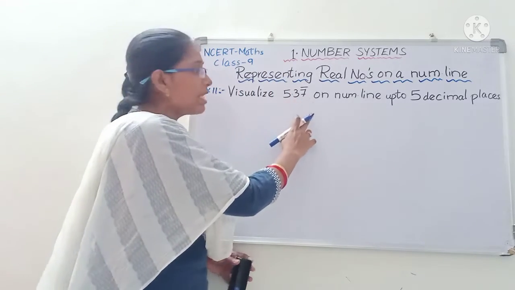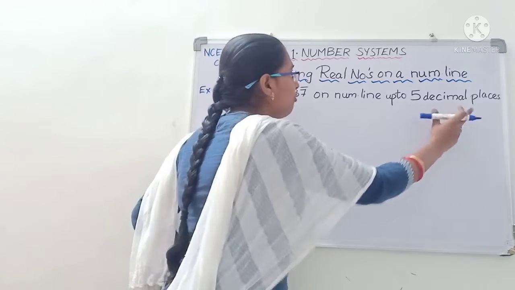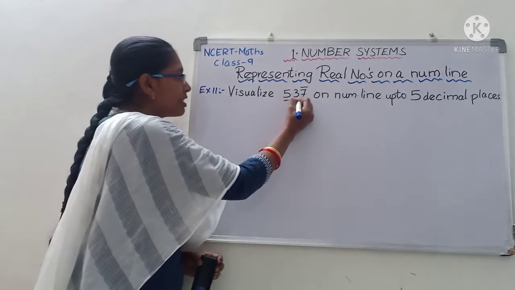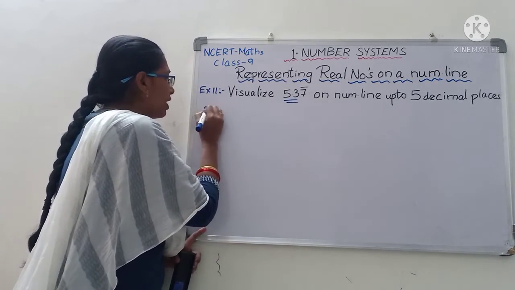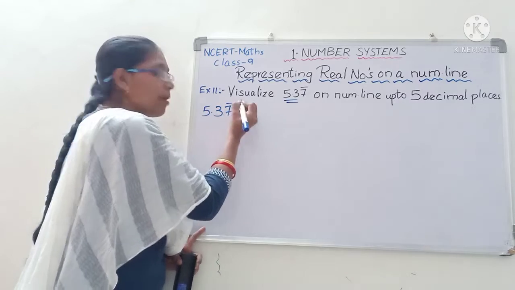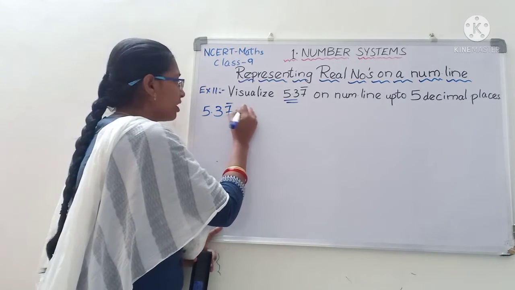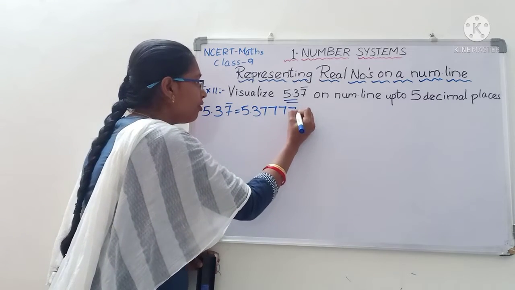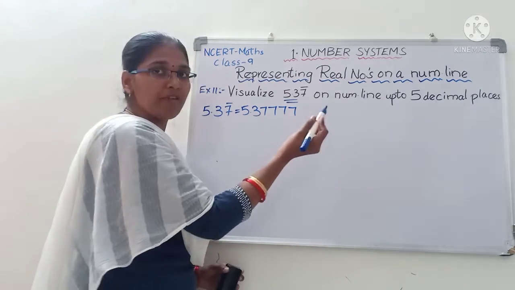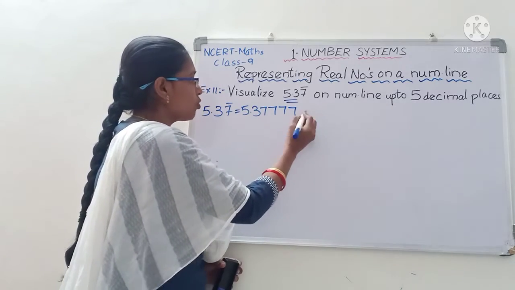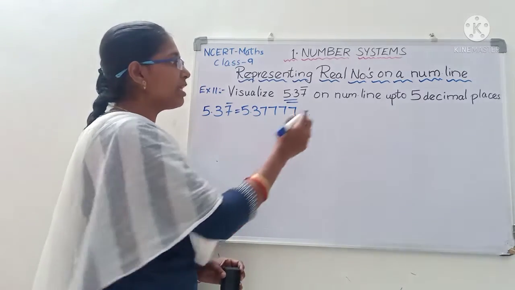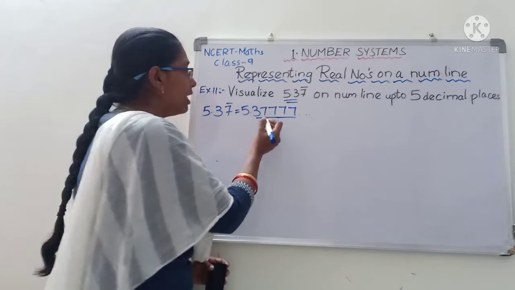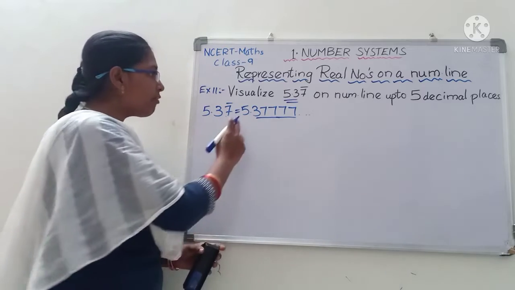Visualize 5.37 bar on the number line up to 5 decimal places. Up to 5 decimal places, we should represent this 5.37 bar on the number line. Bar is there only on digit 7, children. So only 7 will be repeating. 1, 2, 3, 4. See, they said up to 5 decimal places, right? 7 will be repeating and so on you can write. But they asked to represent up to 5 decimal places. So let us consider 5 decimal places. After the decimal point, let us consider 5 digits.